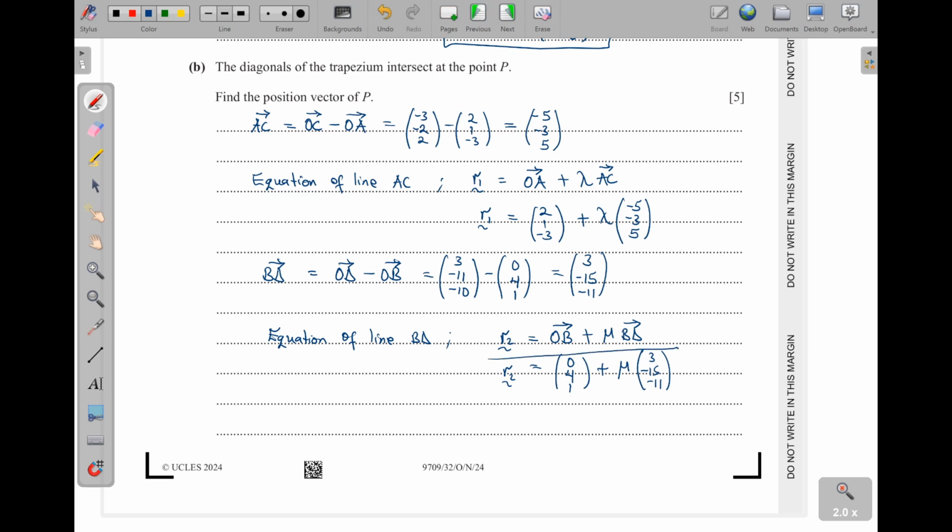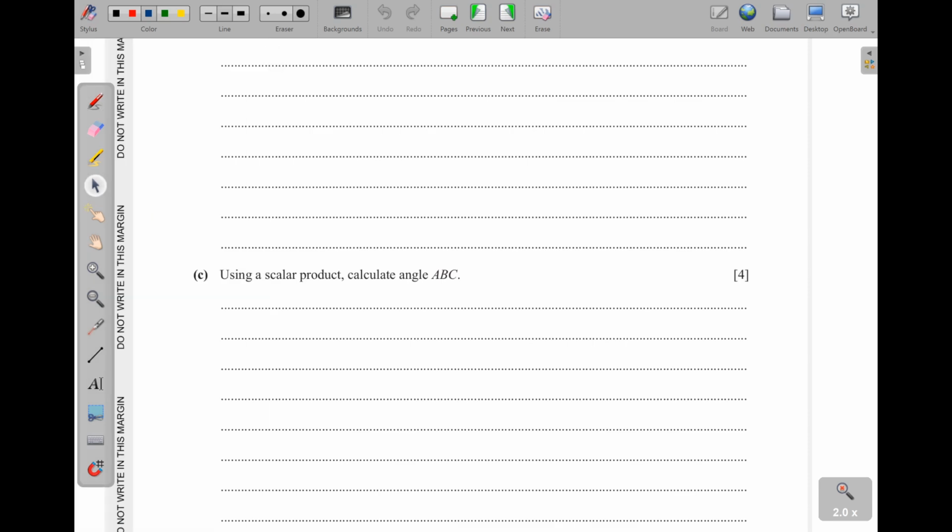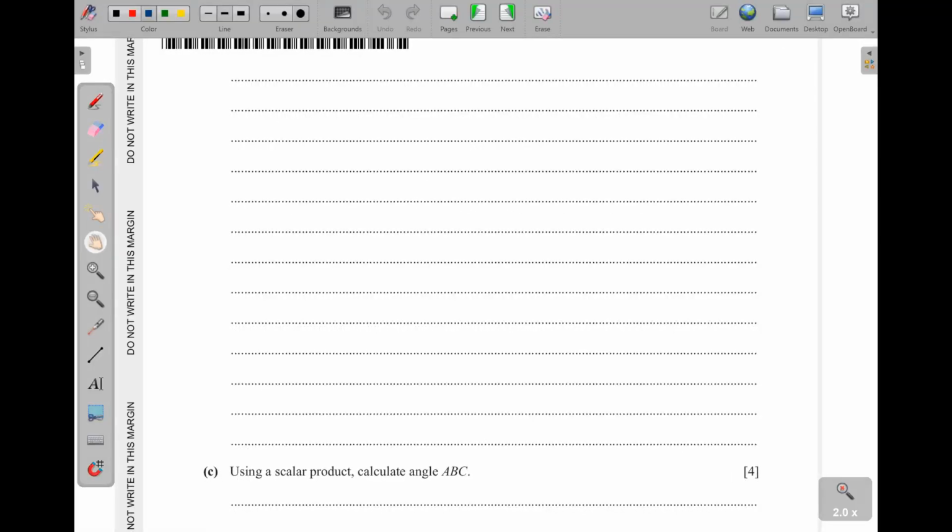Okay, so I have this equation here, and then I also have this equation here. So to get the position vector of the point, we are going to get their parametric equations, and then we equate them. Okay, so the parametric equations are going to be, this one is 2 minus 5 lambda, 1 minus 3 lambda, then minus 3 plus 5 lambda, something like that. Now, there is some space here. Okay, so we equate the two for intersection.